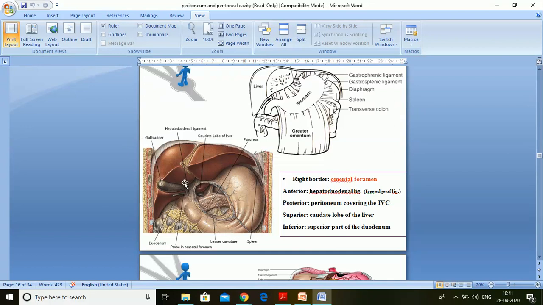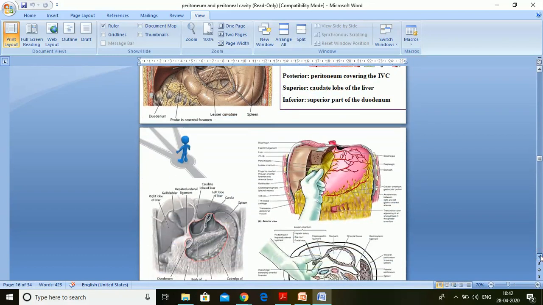So the space that is seen between the liver, the stomach and the duodenum becomes the right border of the omental foramen. So anteriorly it is the hepatoduodenal ligament, posteriorly it is the peritoneum covering the IVC, superiorly the caudate lobe of the liver, and inferiorly it is the superior part of the duodenum.